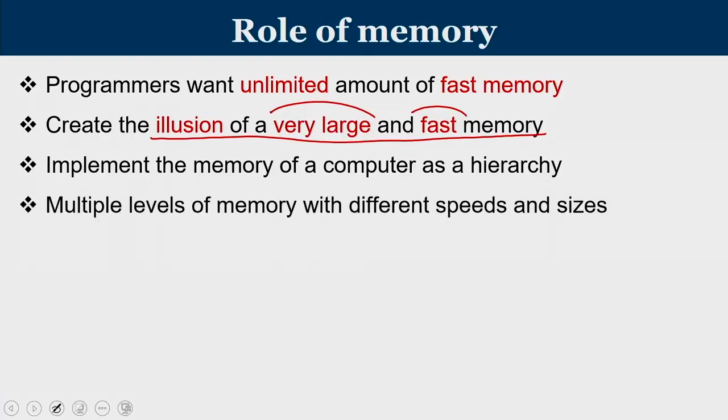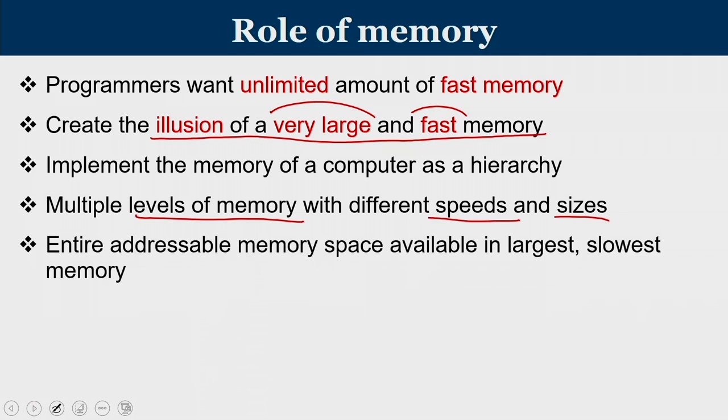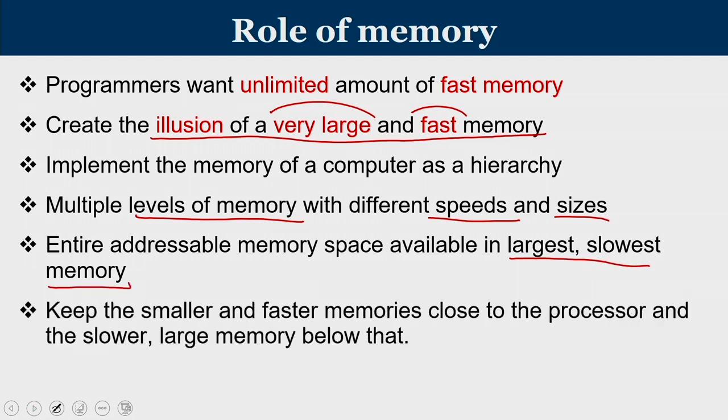So, like what I have mentioned, when you go for multiple levels of memory, there can be differences in speed and the size of the memory, and your entire addressable memory space is typically kept in the largest and at the same time slowest memory. Keep the smaller and faster memories closer to the processor. So, this is the idea. Can you keep your smaller and faster memory closer to the processor and your slower and large memory just after that?